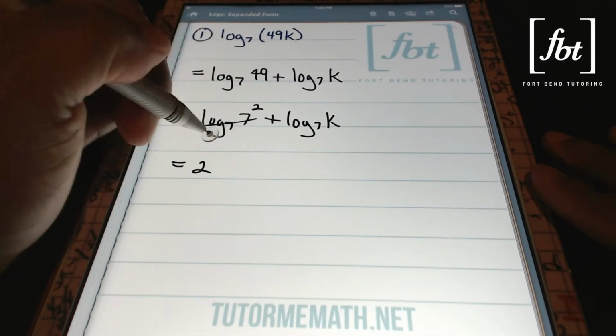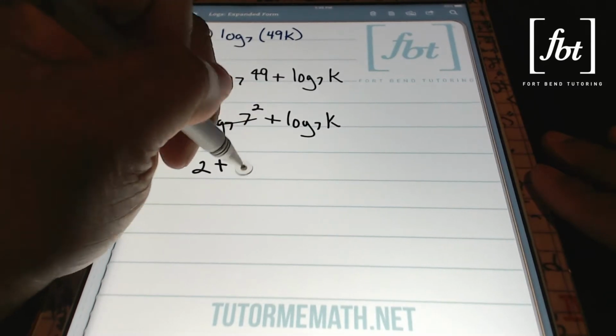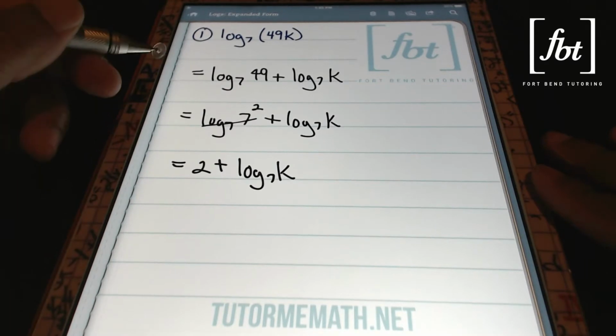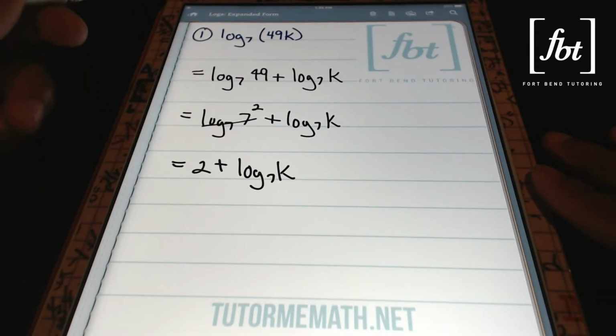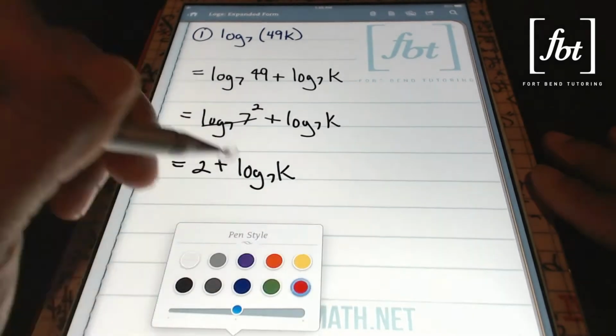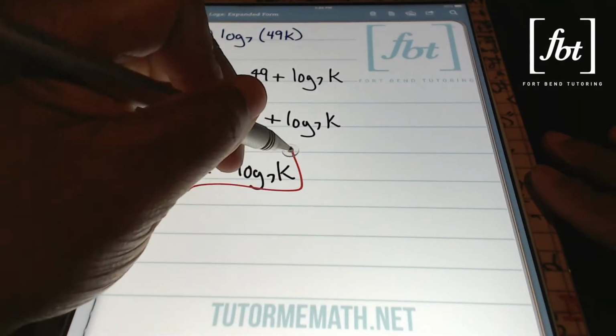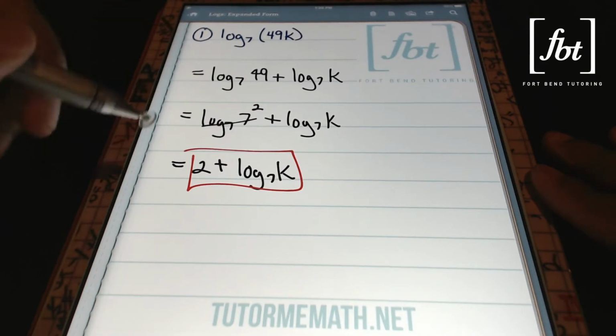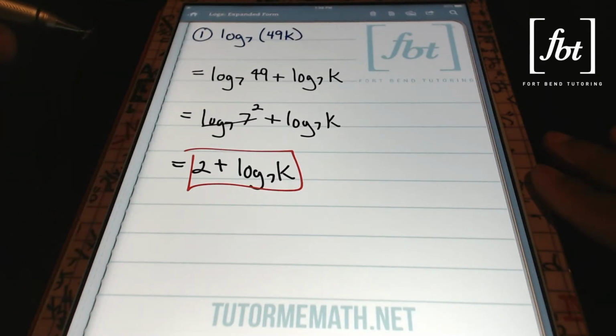So this exponent of 2 will come down, and we end up with 2 plus log base 7 of k. And this is going to be our result. If you've been a follower of FBT, you know that we always put our answers in a red box. That's right, we're red boxing our answers. So our result for problem number one is 2 plus log base 7 of k. That's problem number one.